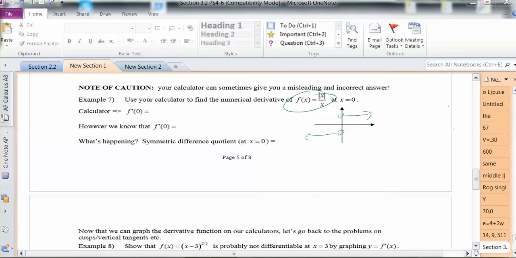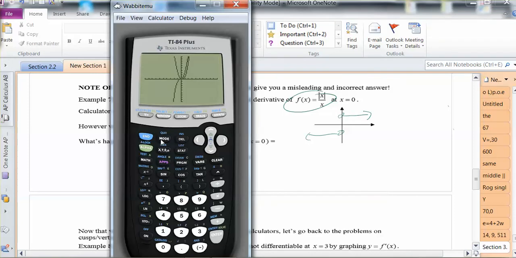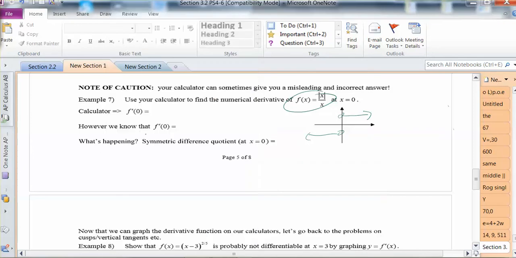If I use the calculator, let's go back to the home screen. Alpha window, option 3, x, and then absolute value, you can find alpha window right there, x, divide by x, oops, divide by x, try x equals 0. The calculator says the answer is 1,000. So it says it's 1,000.